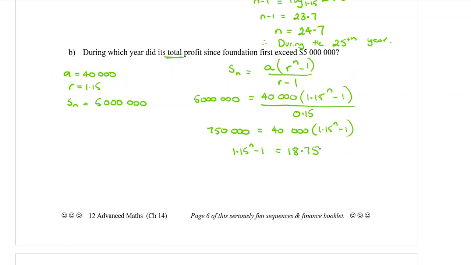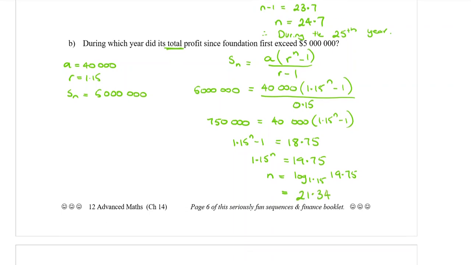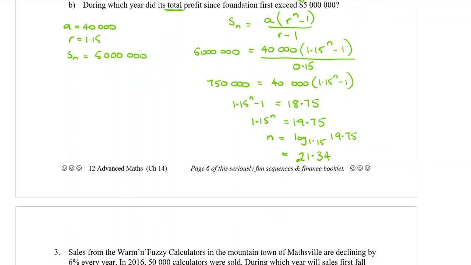Okay, so I've switched my pronumeral over to the left side. So now I'm going to add the 1 over, so 1.15 to the power of n is equal to 19.75. And now we can do the sliding base. N equals log base 1.15 of 19.75, and equals 21.34, which means during the 22nd year.